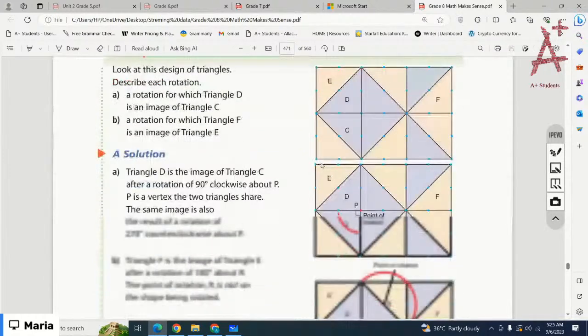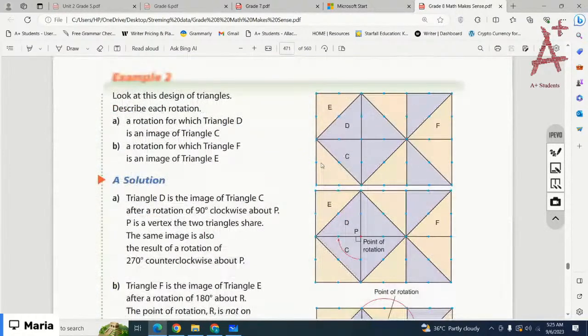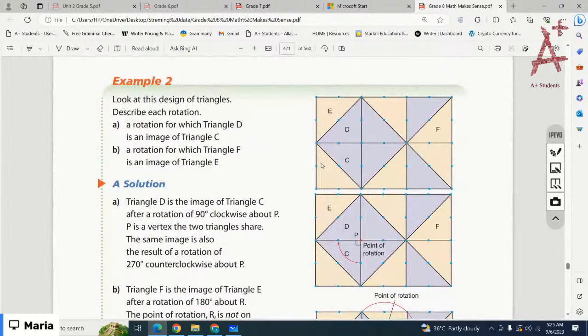Okay, look at the design of triangles. Describe each rotation. A rotation for which triangle D is an image of triangle C. Here is triangle D and here is triangle C. You have to see what rotation it is in which D is the image of C. C is the original one and D is the image.